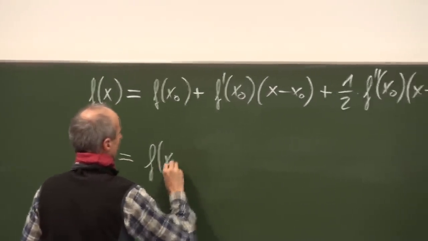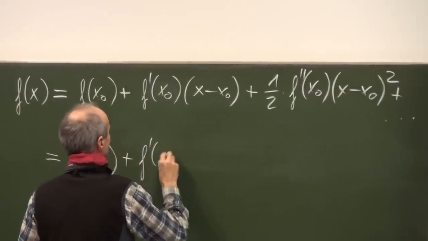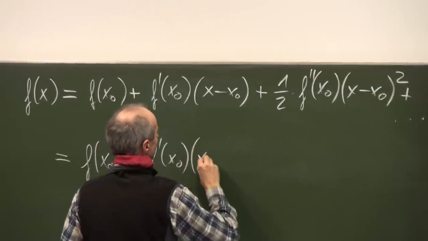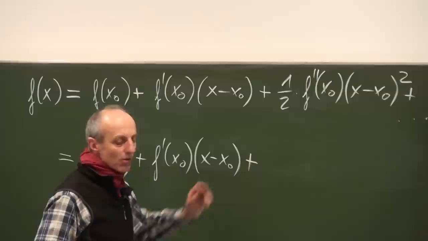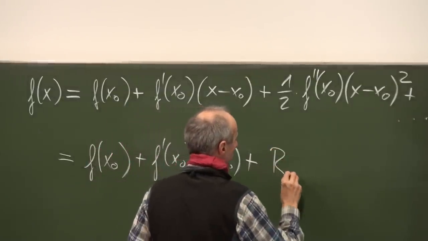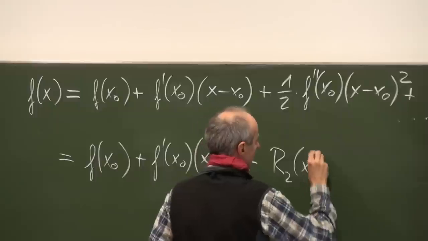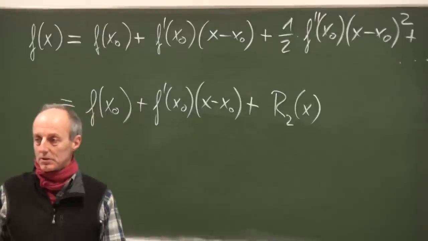Then it's f of x0 plus f prime x0 times x minus x0 plus. And now here we would have the remainder term, r2 of x. Okay. But now we have to look a little bit closer.